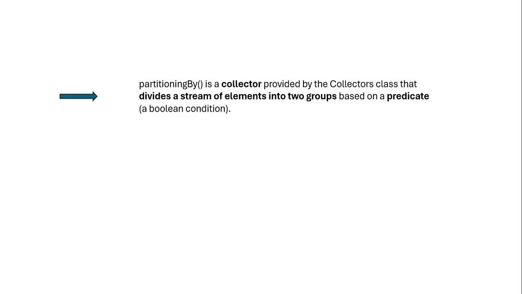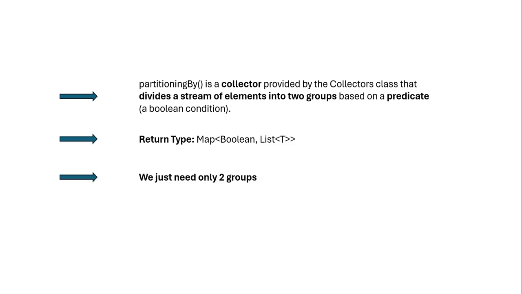Partitioning by is a collector provided by the Collectors class that divides a stream of elements into just two groups based on a predicate or a boolean condition which you specify. The return type here is a map. The key here is a Boolean type, and we will return the elements which satisfy that condition into two groups. Either it can be a list of employees or accounts, or strings or numbers. In this use case, we need only two groups, not more than that. If you need more, you can go with grouping by.